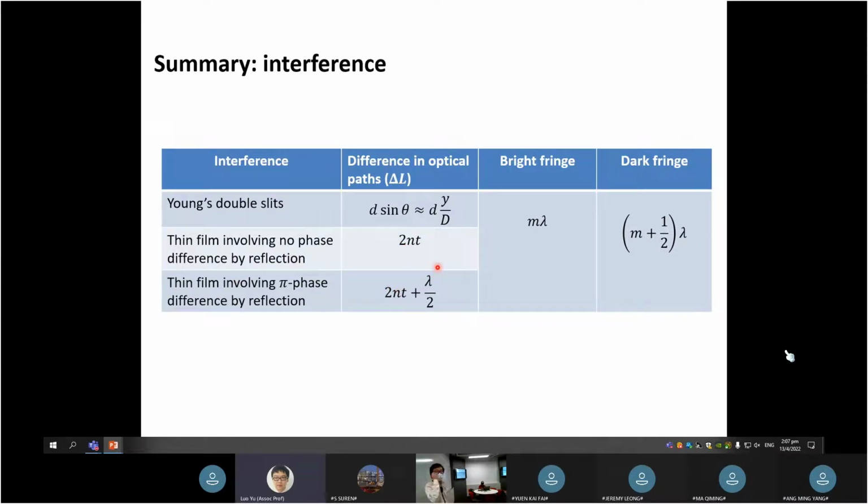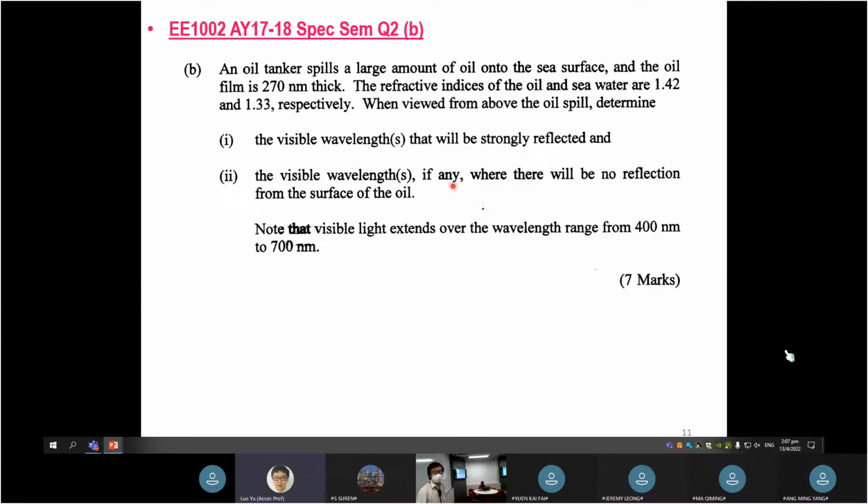As I said, if the film's refractive index is between the refractive indices of the two planes, then we should use 2nt. But if the refractive index of the film is larger or smaller than both of the refractive indices of the planes, then we should use 2nt plus lambda divided by 2. Now let's look at the experiment.